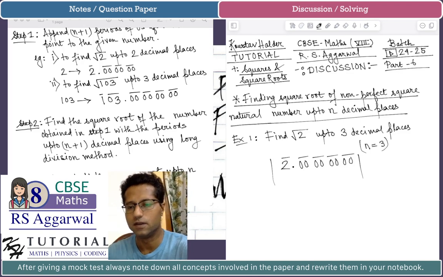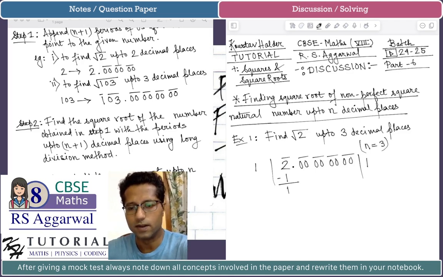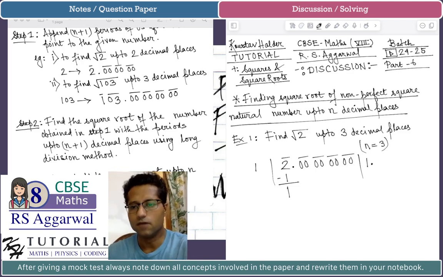We start with the leftmost period, that is 2. The divisor will be 1, quotient will be 1. 1 into 1 is 1, and we subtract 1 from 2, we get 1. Since all the numbers before the decimal point are exhausted, we now put a decimal point in the quotient also. Now we bring the next period, 00, and append it to the remainder, and it becomes 100.